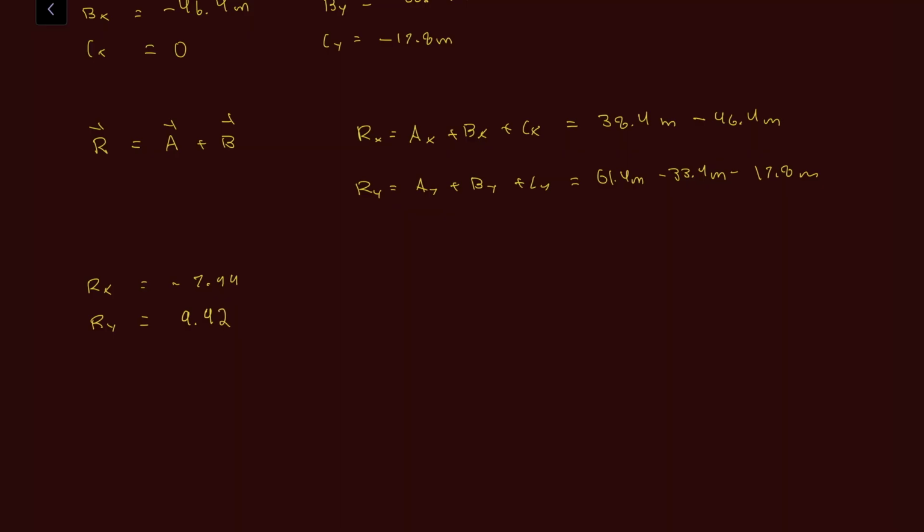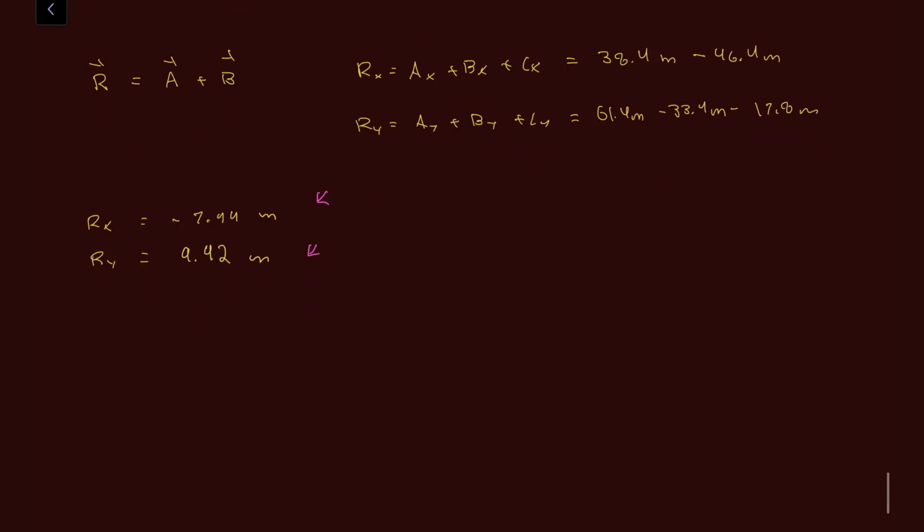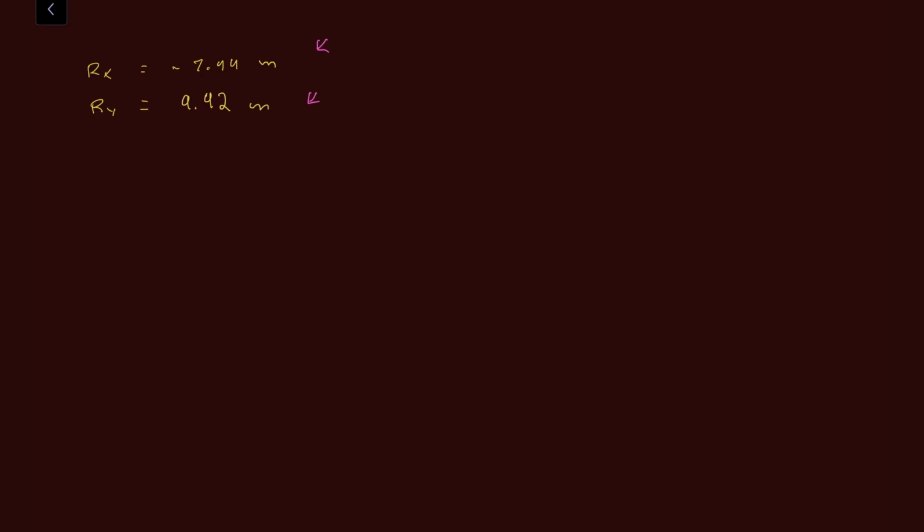Okay, so you should have got something like this. The x component of your final vector is negative 7.99 meters, and the y component is 9.92 meters. Cool. Now what we need to do is to find the magnitude and the direction of this vector. So again, using our formula that we've learned, the magnitude is equal to the square root of its components squared. In this case, 7.99 meters squared plus 9.92 meters squared.